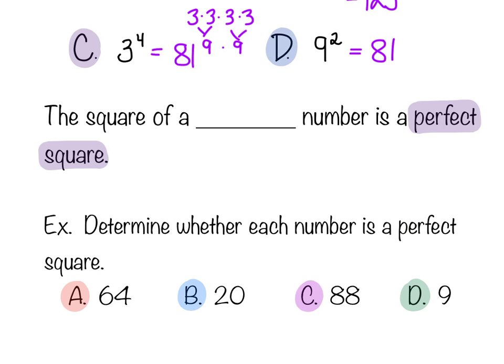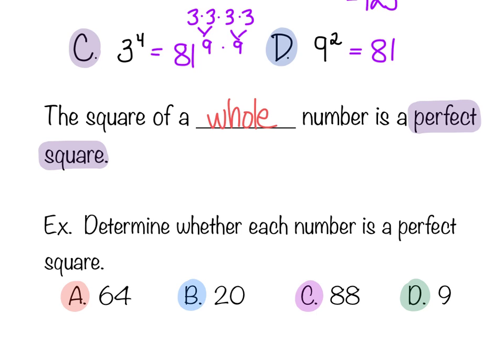All right, so now we're going to switch gears here, and we're going to talk about perfect squares. The square of a whole number is a perfect square. So whole numbers, those are your counting numbers plus 0. So 0, 1, 2, 3, 4, 5, 6, no negative numbers. Those are whole numbers. And so the square of a whole number is called a perfect square.